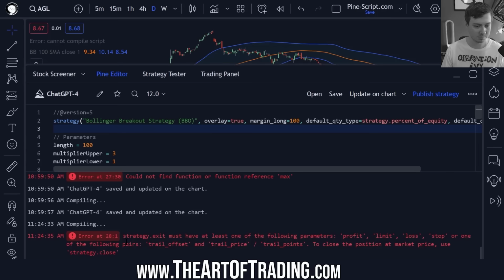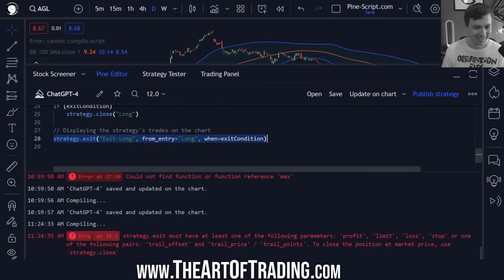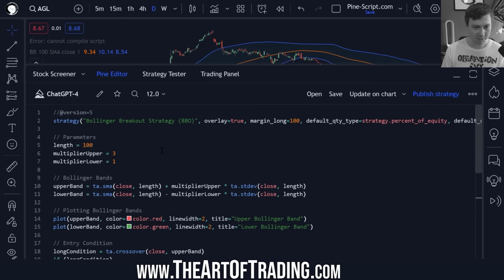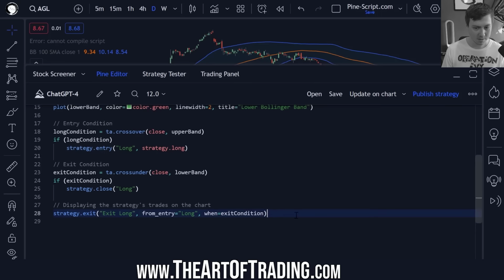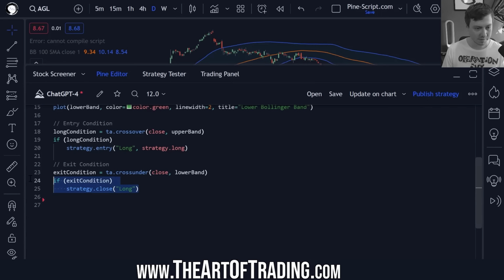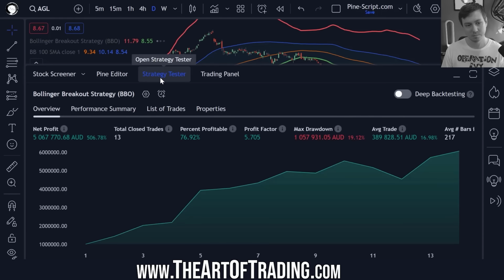Cannot compile script. That's a good start. Okay, strategy.exit must have at least one of the following parameters. Okay, so not a great start for ChatGPT 4, I have to admit. I don't think we need this line of code at all, because we have this exit clause here, this exit condition, so it doesn't need a strategy.exit function. There we go. Perfect. Not bad.